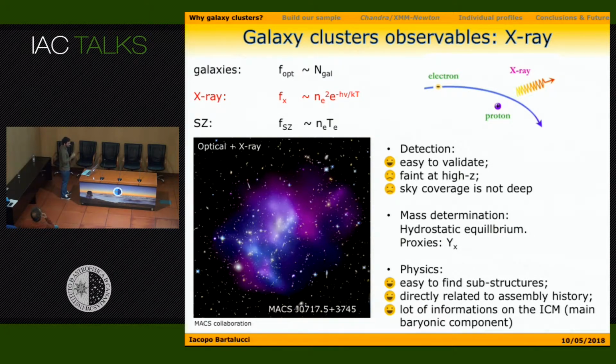And then X-ray is really the best to do physics because it's easy to find substructure and we can directly see the impact of the evolution history of galaxy cluster gas. Because as I said, in X-ray we can directly measure the density and the temperature, and we can directly see all the physical processes which are happening in the ICM related to the evolution history. And also we can directly get a lot of information on thermodynamic properties, for example, temperature, density, pressure, entropy, and so on.